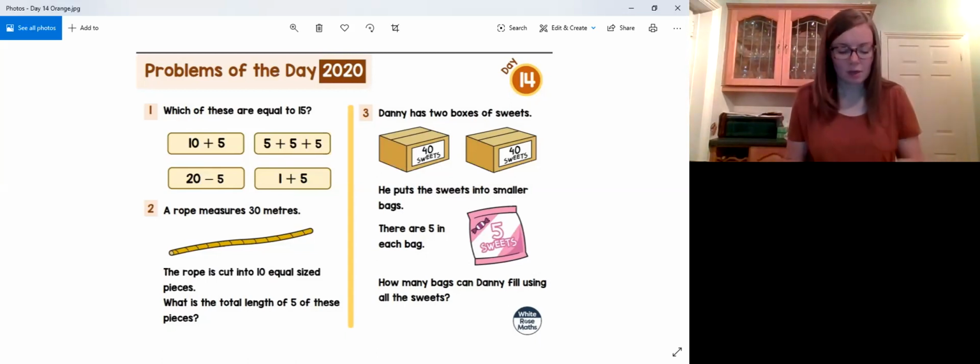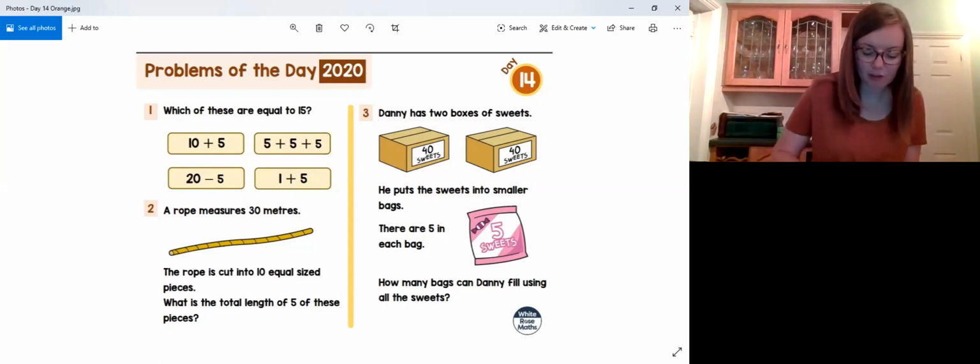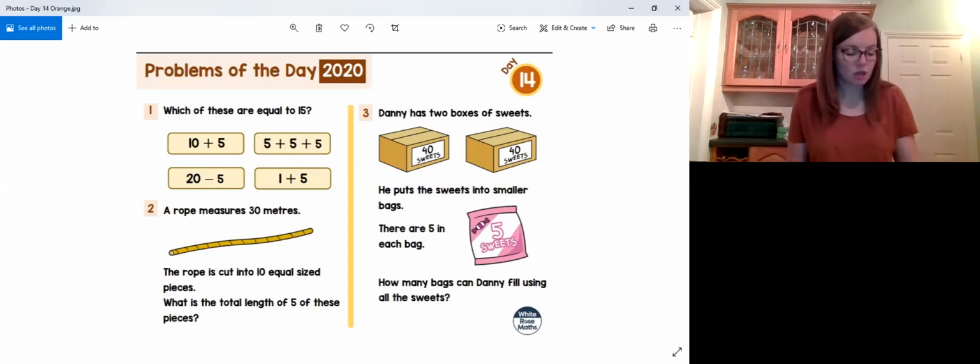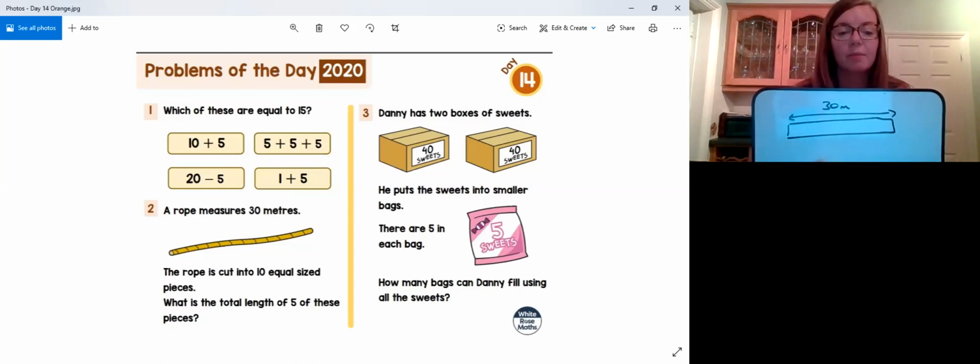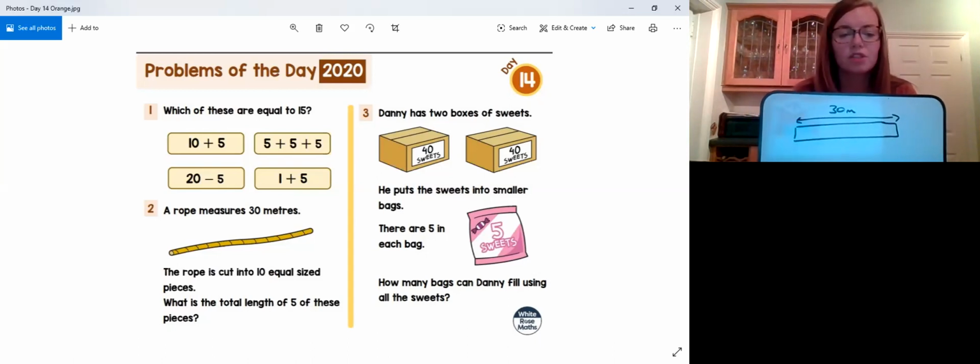Okay, question 2. We have a rope measuring 30 meters. The rope is cut into 10 equal size pieces. So here's our rope that measures 30 meters, and it is cut into 10 equal size pieces. What is the total length of 5 of these pieces?